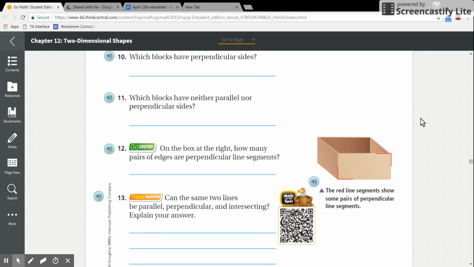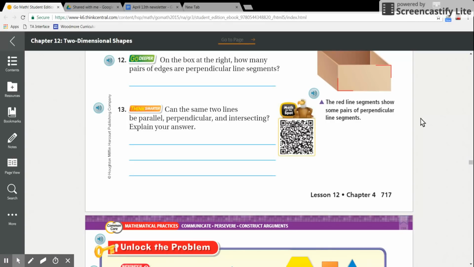And the last one I'm going to talk about, we're going to skip 12 and go all the way down to number 13. Can the same two lines be parallel, perpendicular, and intersecting? Explain your answer. If you haven't answered this one already, go ahead and pause the video. Think about what parallel, perpendicular, and intersecting mean, and whether you can make two lines that are all three of those things. Take some time, press pause, and then when you have it, press play to see if what you came up with is correct.